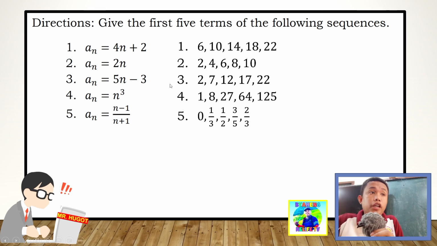At sa number 4 naman ay cube. Ang 1 cube po ay 1, ang 2 cube po ay 8, ang 3 cube po ay 27, 64 for 4, and 125 for 5. At ganun po natin gagawin yung item na yon.